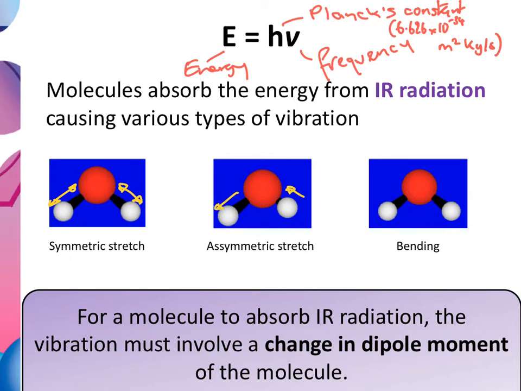And then bending is really about the atoms moving, not getting closer or further away from the other atom. So not like a spring in that sense. That's one way to think about those other two: the springs being compressed and released, compressed and released. These are bending, maybe bending upwards or downwards. But the whole point is the energy is absorbed, and that causes various types of vibration.